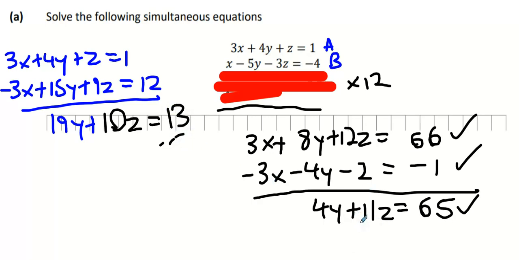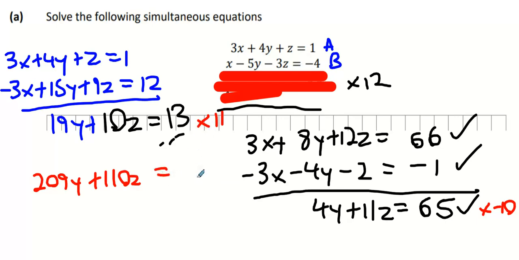Now I'm looking at both these and going, looks like 110 for both, doesn't it? So I'm going to multiply this equation by 11 and this equation by minus 10 and then see what happens. So what's 11 times 19? You're going to go for 209y plus 110z equals 143. And then on the other side, I'm going to go for minus 40y, minus 110z, and geez, minus 650. That's not nice.